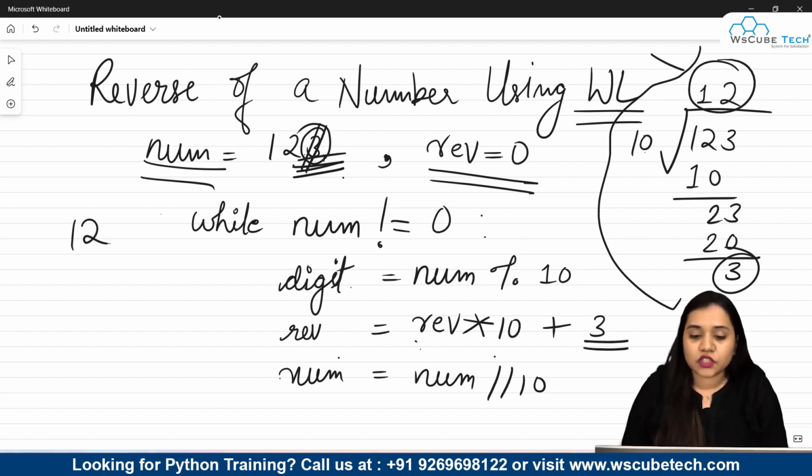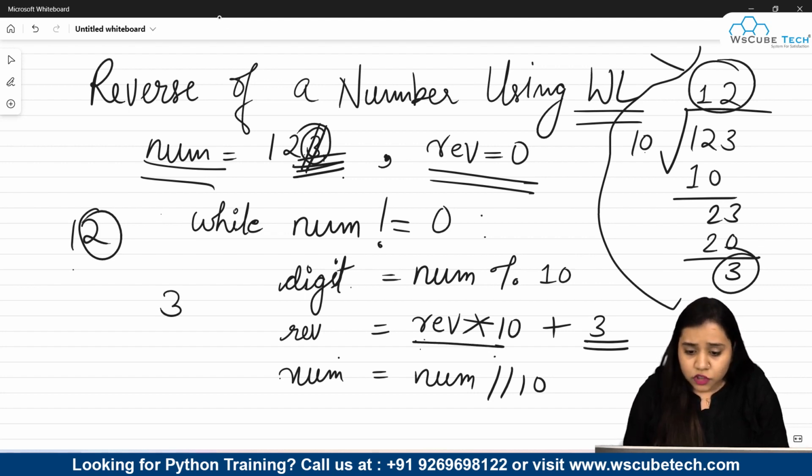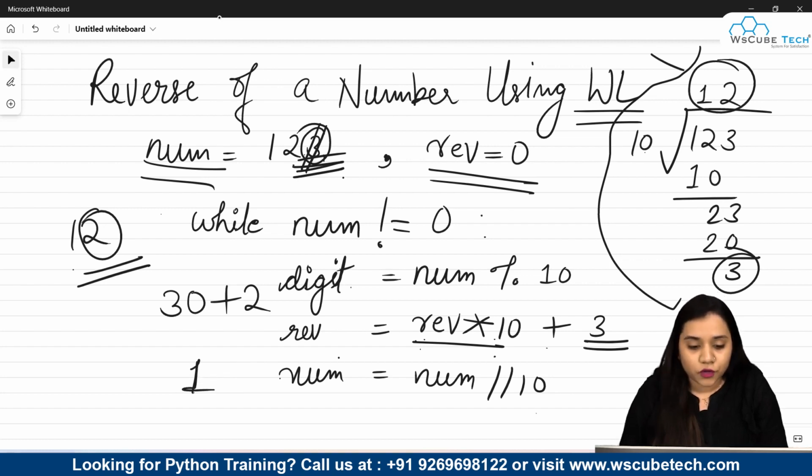Again, the same iteration will happen, and now what would happen? To obtain the last digit, we will divide this by 10 and we will get the remainder 2. And this time the reverse would be 3. Again, reverse multiplied by 10 would be 30 plus the digit 2. That means it will become 32. And from this number, so from 12, we will eliminate the 2 by floor division, and the only number that would remain over here would be 1.